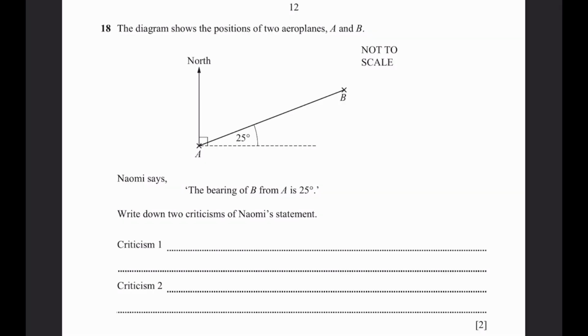The diagram shows the positions of 2 airplanes, A and B. Naomi says the bearing of B from A is 25 degrees. There are then 2 criticisms of Naomi's statement. So criticism 1 is that, first of all, bearings are measured clockwise from the north line. She has done it wrongly. She's measured anti-clockwise from the line east.